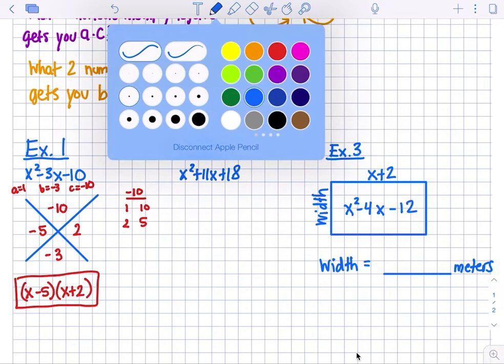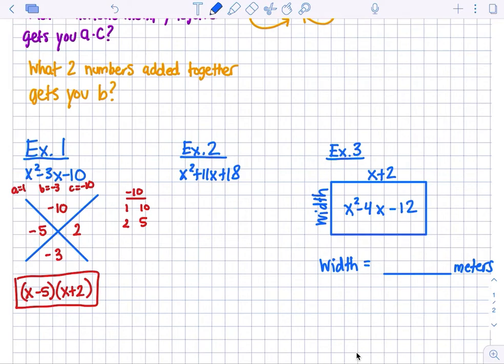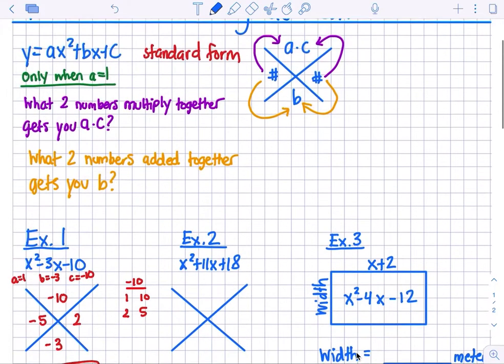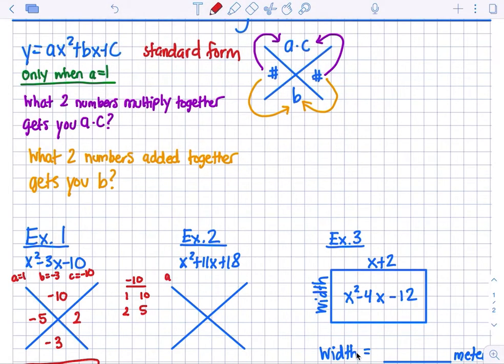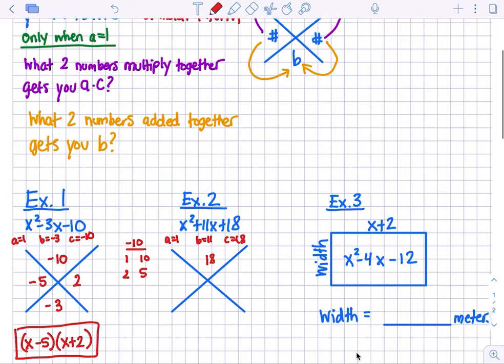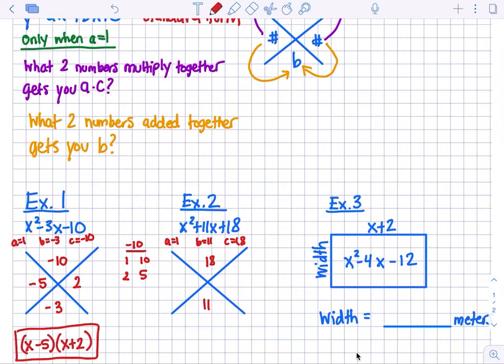Alright, let's do this one. Using your notes, your a is 1, your b is 11, your c is 18. The two things that multiply give you 18 times 1, which is 18, and your b value, which is 11. So what two things multiply together to give you 18, but add together to give you 11?